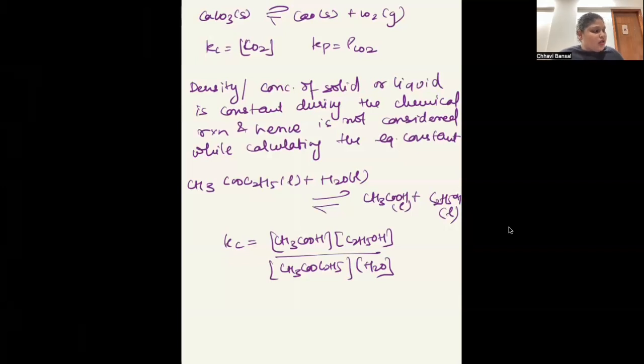Next is about phase equilibrium. So what happens when there is a phase equilibrium? What is a phase? A compound can exist generally in three states: solid, liquid, and gas. When the solid state and liquid state are in equilibrium with each other, this is called phase equilibrium. Same way, when liquid and gas are in equilibrium with each other, it is also called phase equilibrium.